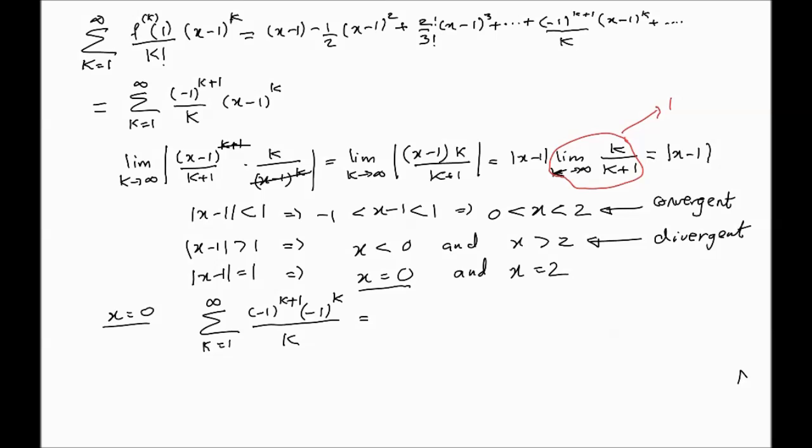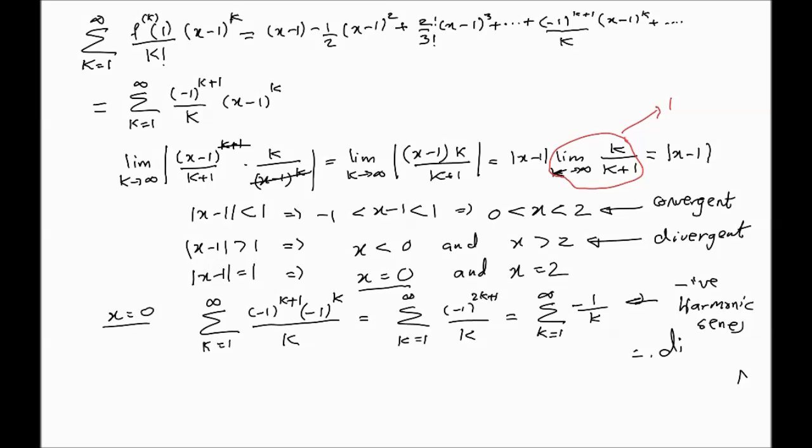Now that, as you can see, is really just the sum from k equals 1 to infinity of (-1)^(2k+1) divided by k. You can tell easily that an odd power of minus 1 will lead to a consistent minus 1 over k. Now that is really the negative harmonic series. That's just a harmonic series with a negative sign, so that is divergent. Therefore, divergent. So x equals 0 gives us a divergent series.